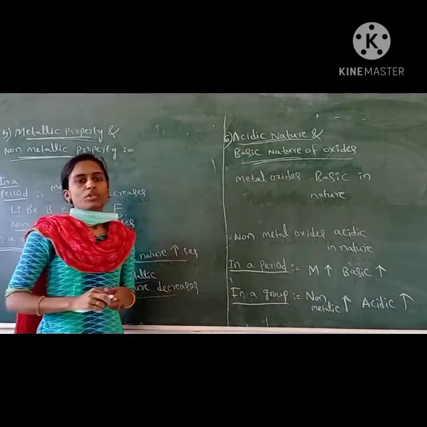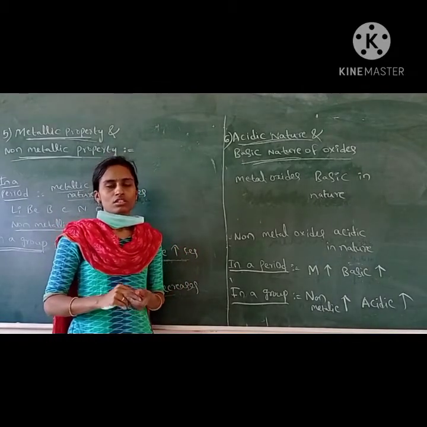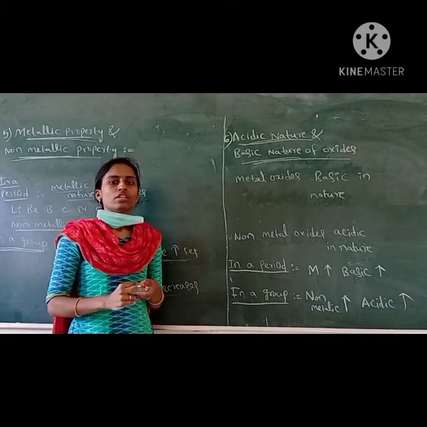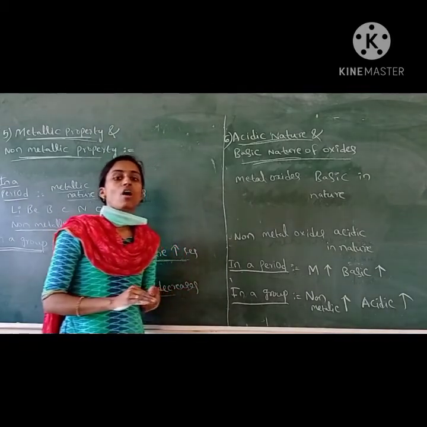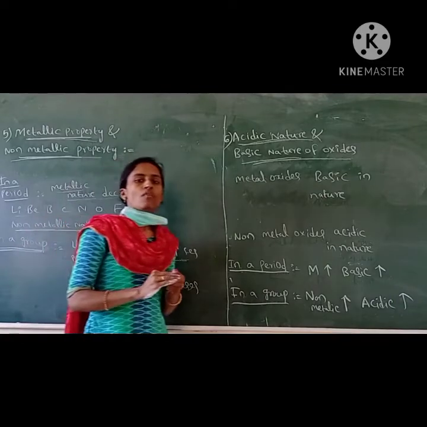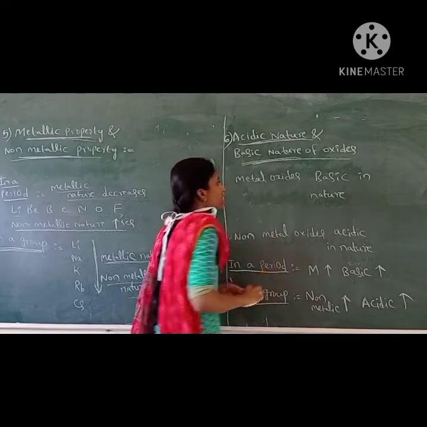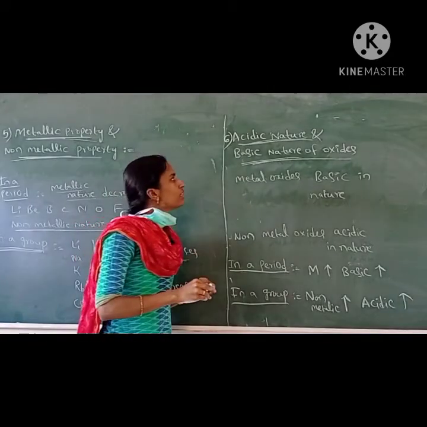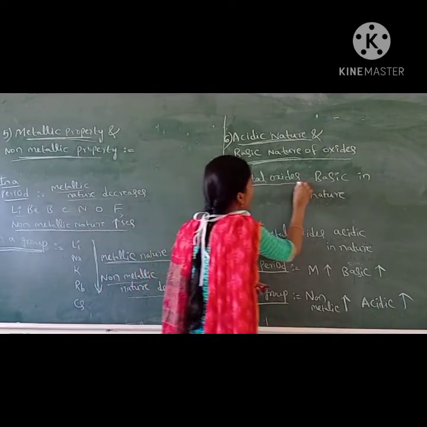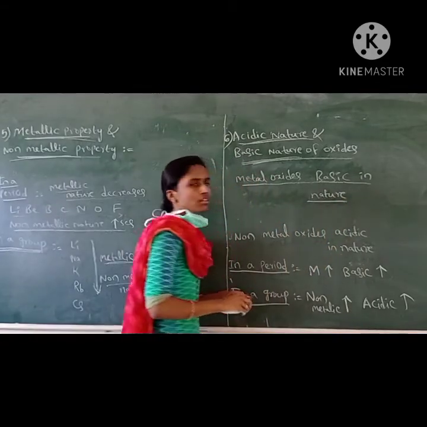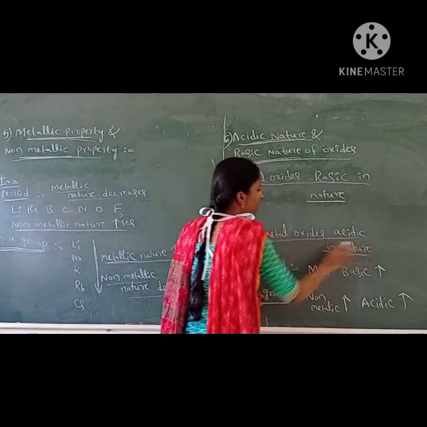In the periodic table most of the elements form oxides, because oxygen is more reactive, so it readily associates with the elements. To predict the nature of oxides, whether it is acidic or basic, this property will be useful. Metal oxides are basic in nature and non-metal oxides are acidic in nature.